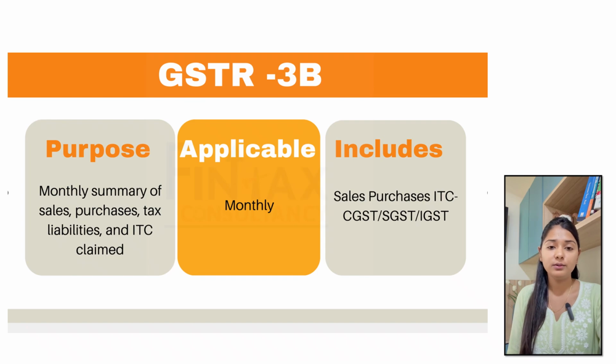What does it include? Summary of all sales and purchases, ITC claim under CGST, SGST, and IGST. Final tax payable after adjusting ITC. In short, GSTR3B is your tax payment return. It's where you declare your liability and pay the GST dues.